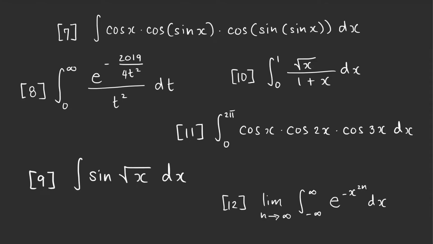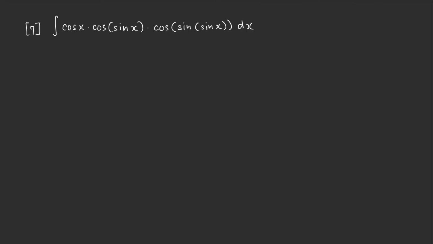In this video, I'm going to show you how to evaluate these 6 integrals that came out in MIT Integration Bee 2019. Let's get started. First integral, so we have here the integral of cosine x times cosine of sine x times cosine of sine x dx. We can easily evaluate this by u substitution.